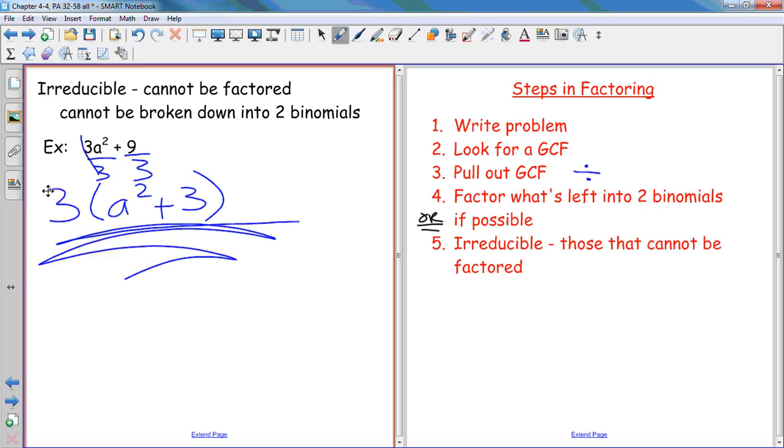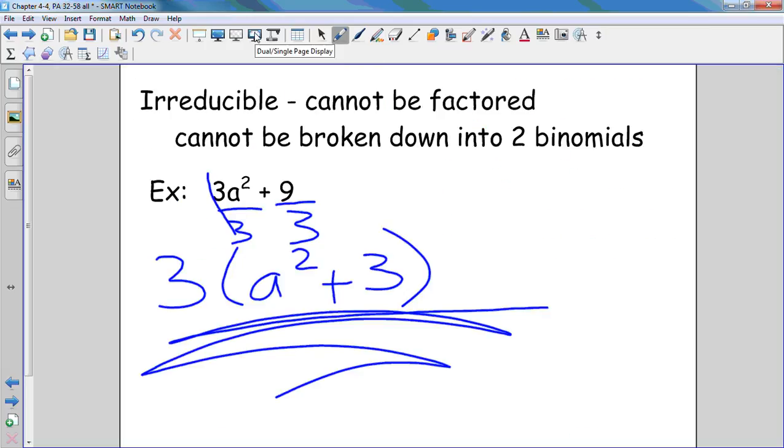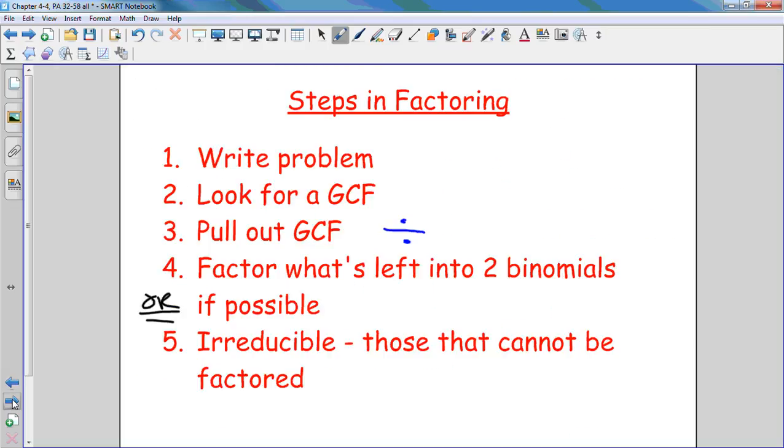Step 4, you're going to do either step 4 or step 5. Step 4, you're going to do what we did last night and split it into two binomials, a binomial times a binomial. You should be writing this down. These steps are important. Factored into two binomials, meaning it's going to look like this, like we did last night. Or if it's not factorable, if it's irreducible, you just pull out a greatest common factor and leave it.